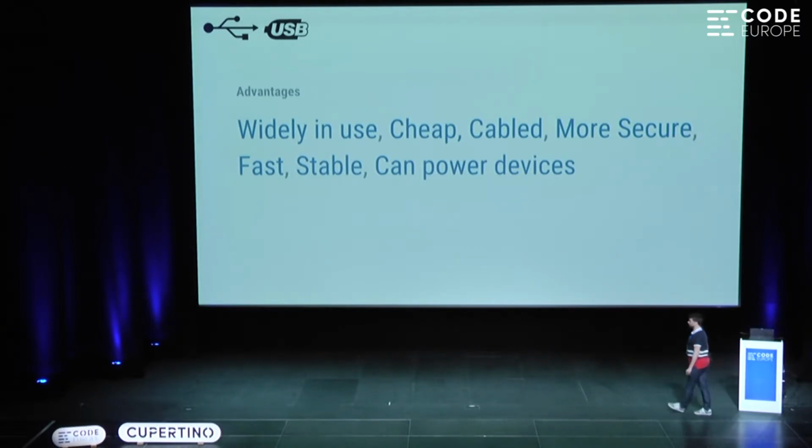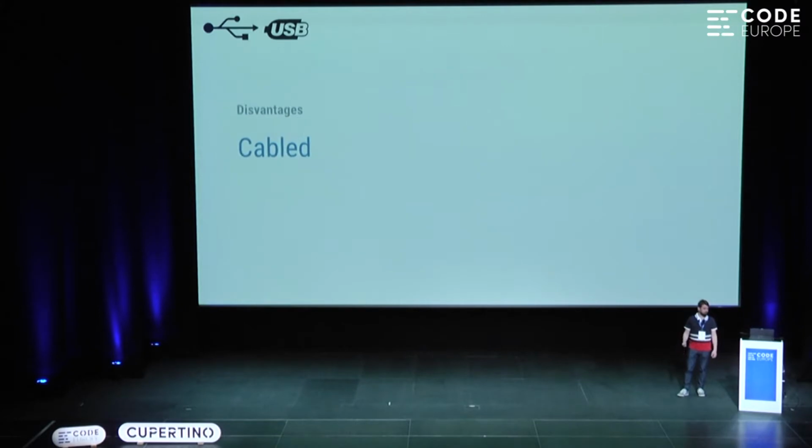So let's look at Web USB instead. Web USB, like Bluetooth, is super widely used. It's also very, very cheap, and it's cabled. That might be useful sometimes when you want something with a really secure connection, like a physical connection, or it needs to be stable, maybe needs to send a lot of data at the same time. It might be medical equipment. And it can also actually power devices. You could say the disadvantage is that it's a cable, depending on your use case.